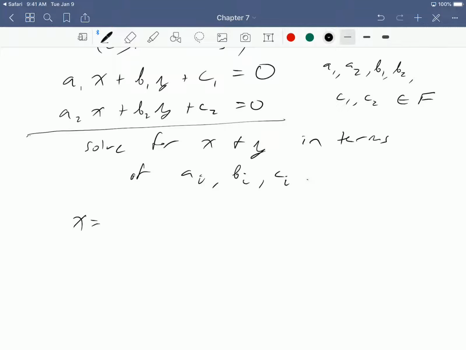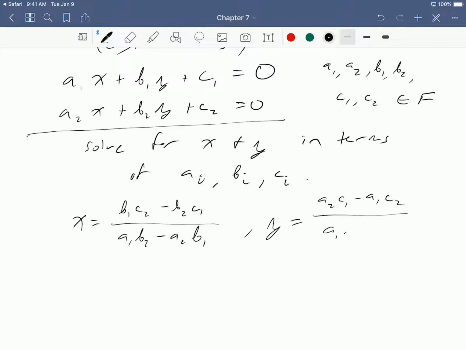So our answer, if we do this solving, what we end up with is that x is (b1c2 minus b2c1) over (a1b2 minus a2b1). And that y, when we solve, ends up being (a2c1 minus a1c2) over (a1b2 minus a2b1). So this turns out to be our solution.